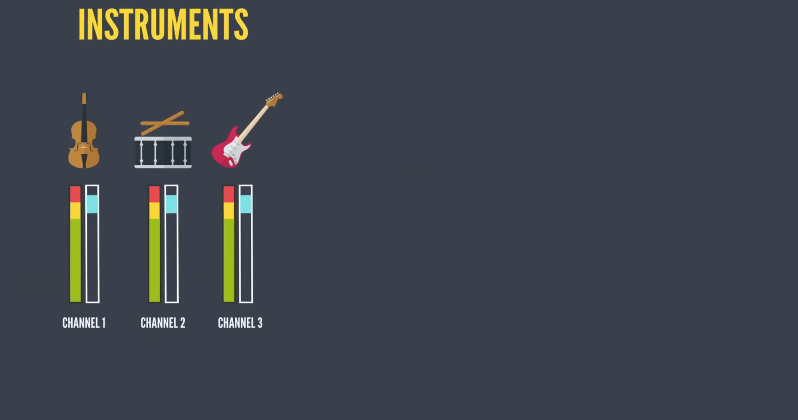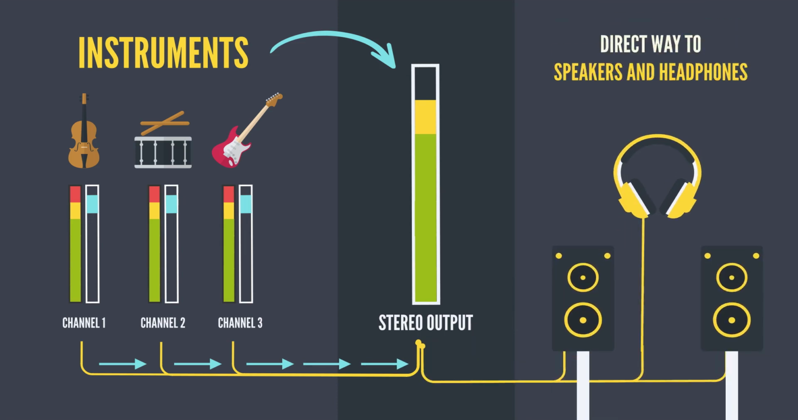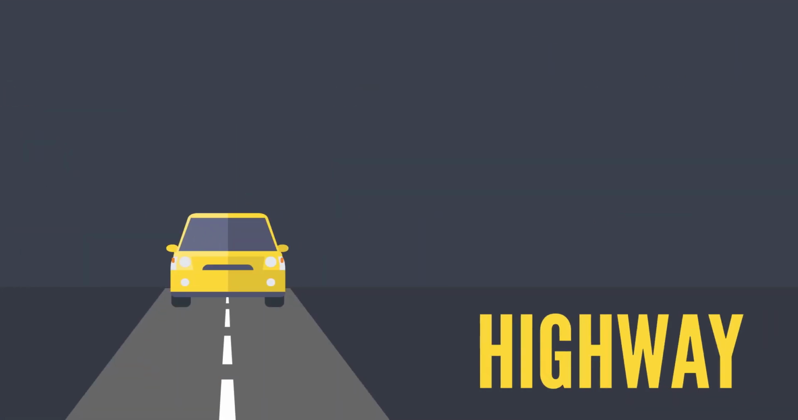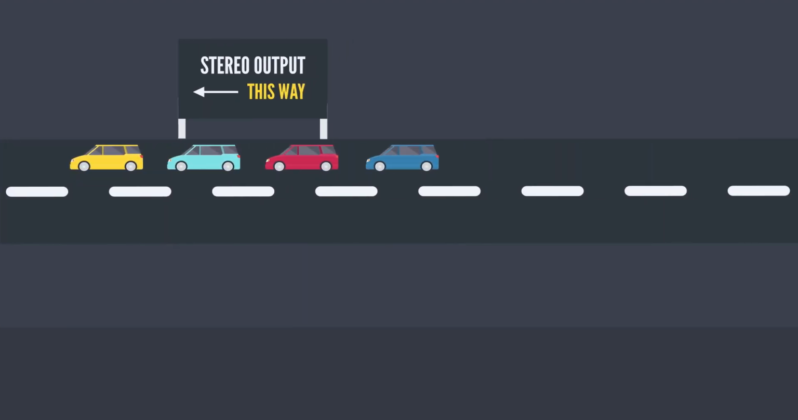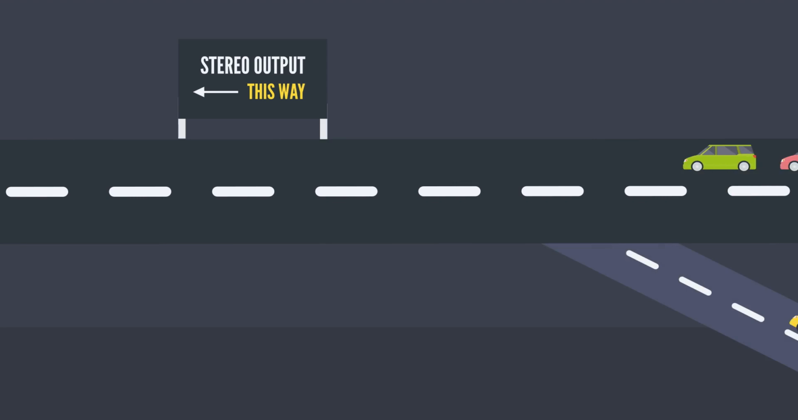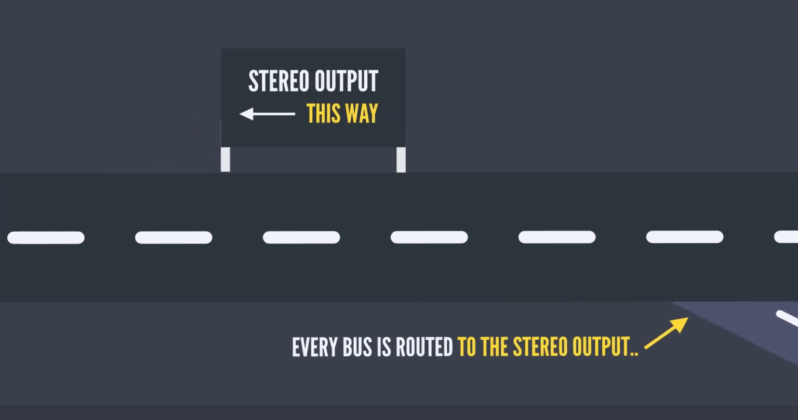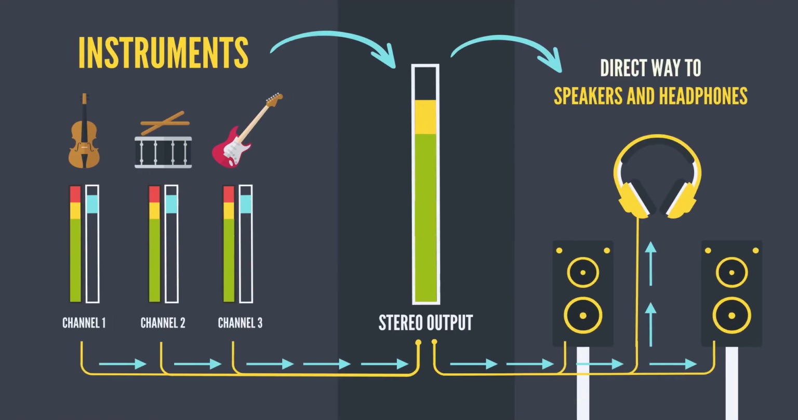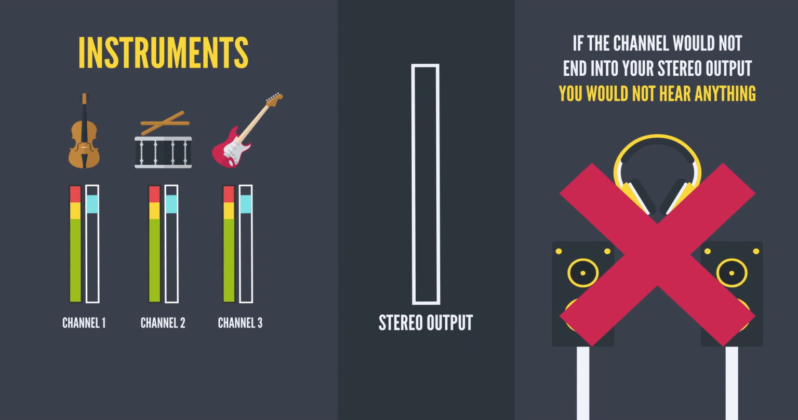Every track you've created is automatically routed to your stereo output channel, which is the direct way to your speakers or headphones. Back to our street and car example, the stereo output represents a highway, which means in a nutshell that every street is routed to the highway, and every new bus is routing to your stereo output. That's why you'll hear something when you play a note. If the channel did not lead to your stereo output channel, you wouldn't hear anything.